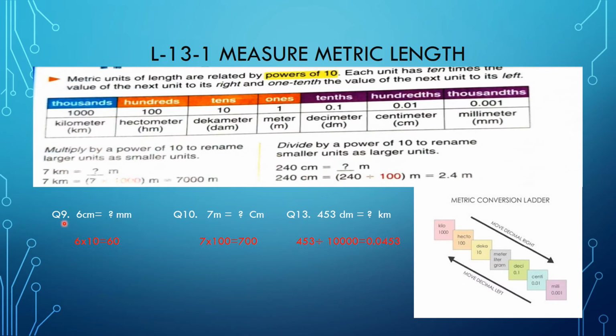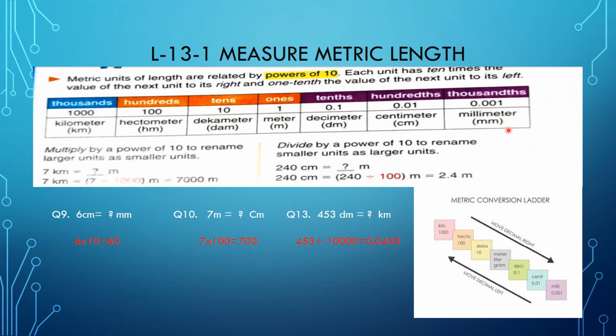Now start with these questions. Rename, question number 9 onwards. Rename means, for example, 6 centimeter is equal to how many millimeter? Then you learn from this table. Meter is your standard one. Then you can see kilometer, hectometer, decameter, meter, decimeter, centimeter and millimeter.